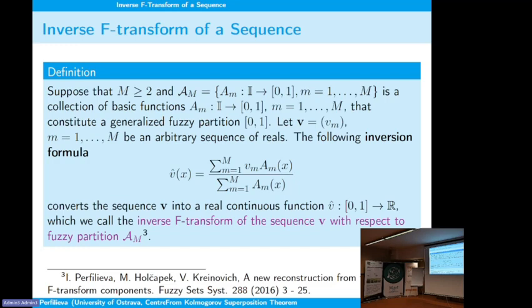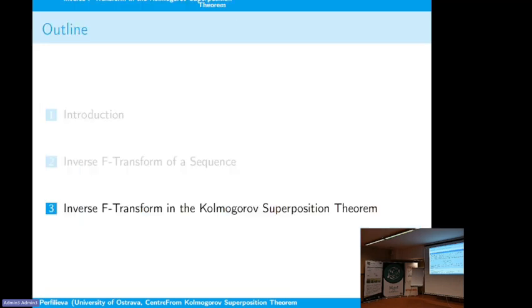So if we have a generalized fuzzy partition, and if we have a sequence of reals, and the number of elements in this sequence is the same as the number of basic sets, then we can compute this function. Actually, from a sequence we get a function, if we apply this expression. And so we call this function the inverse F transform of the sequence with respect to the fuzzy partition.